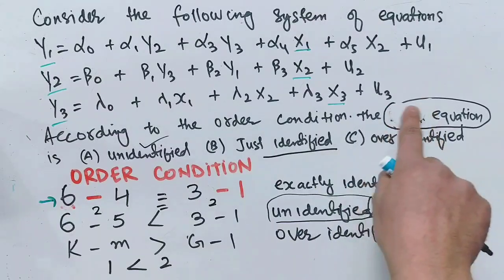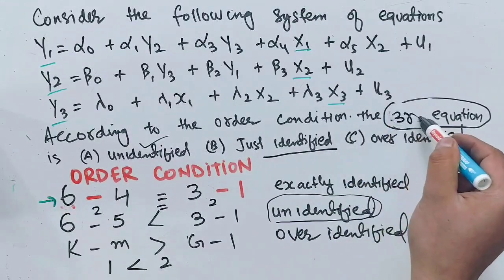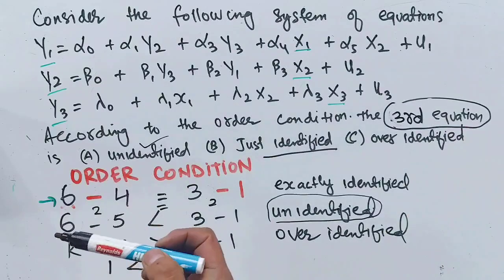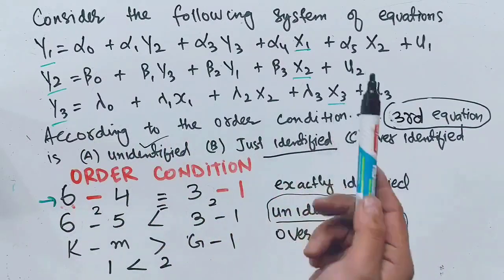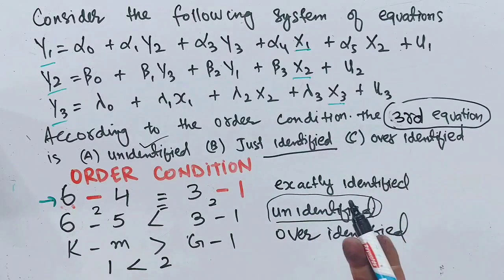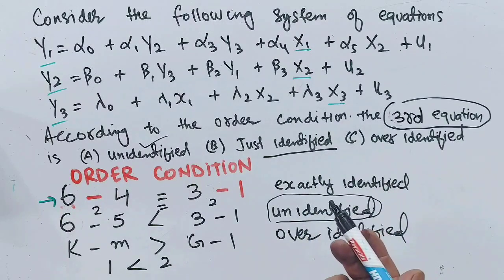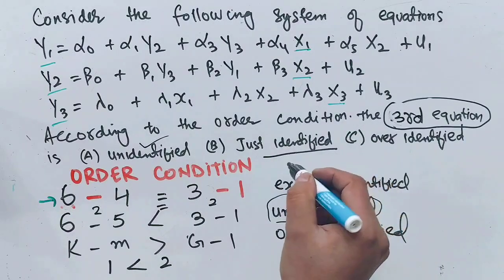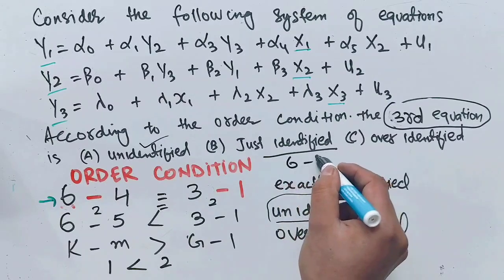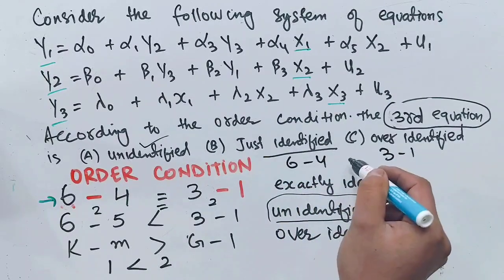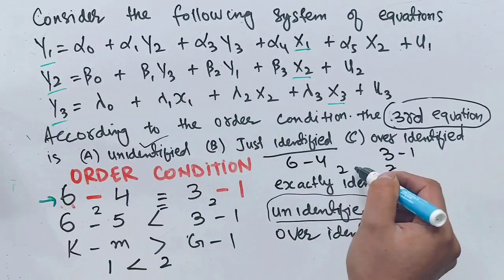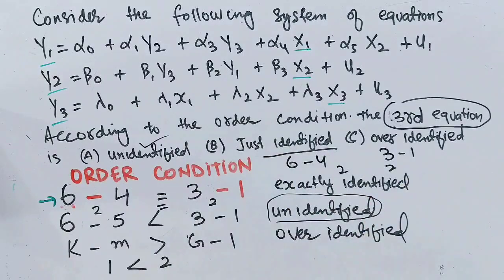What about the third equation? In the third equation we have 1, 2, 3, 4, again 4 variables. So we will have 6 minus 4, and here we have 3 minus 1. So we get 2 is equal to 2. So the third equation is also just identified.